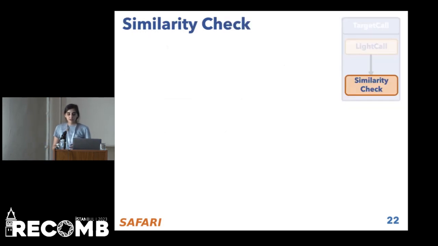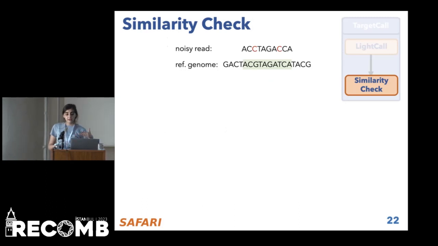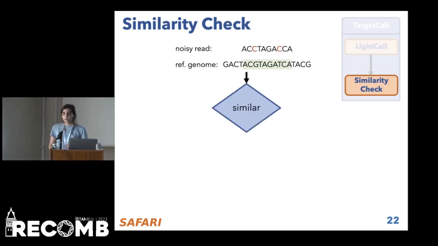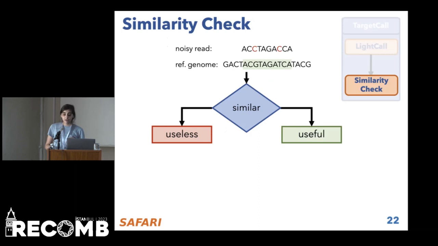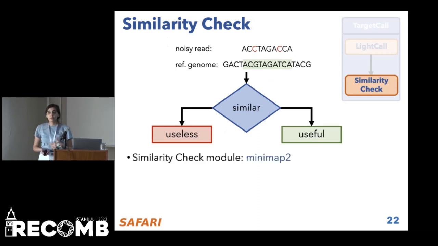Our second component is the similarity check that compares this noisy read to the reference genome that is determined by the target genome analysis that we want to do, and it just tries to determine if these two are similar. And depending on the answer, it labels the read as either useful or useless. This problem is very similar to the read mapping problem that we mentioned, and that's why we use the state-of-the-art read mapper, Minimap2, for this problem.